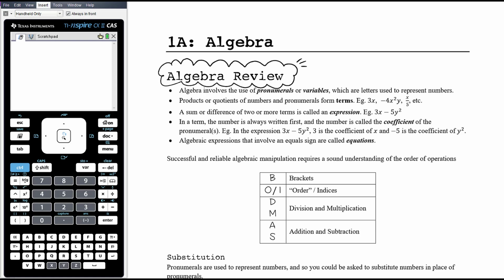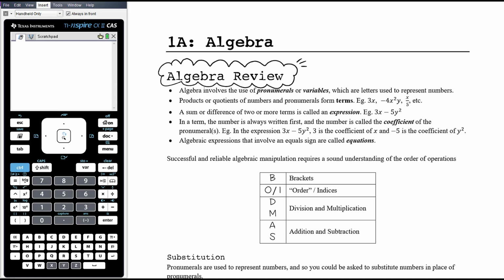And then in a term, the number is always written first, and the number is called the coefficient of the pronumerals, the coefficient of the term. Okay. For example, in the expression 3x minus 5y squared, 3 is the coefficient of x, and negative 5 is the coefficient of y squared. Algebraic expressions that involve an equal sign are called equations.